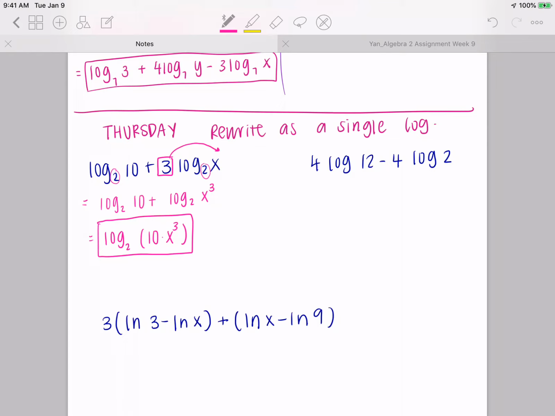Okay, try the second one. In front of each of the logs, do you see a number? Yes, I can take that number and raise it to the exponent, take that number and raise it to the exponent. So we get log 12 to the fourth power minus log 2 to the fourth power.